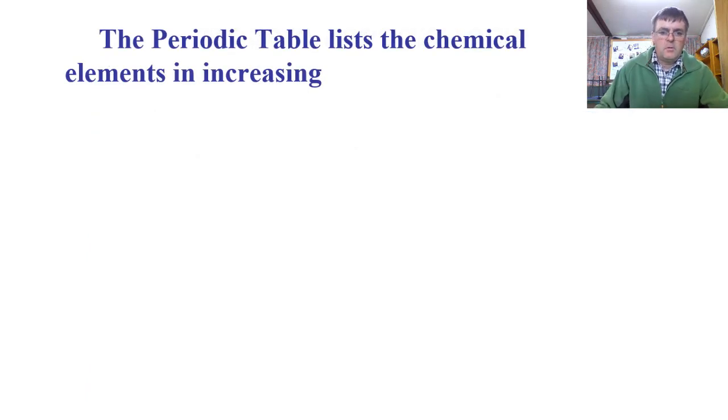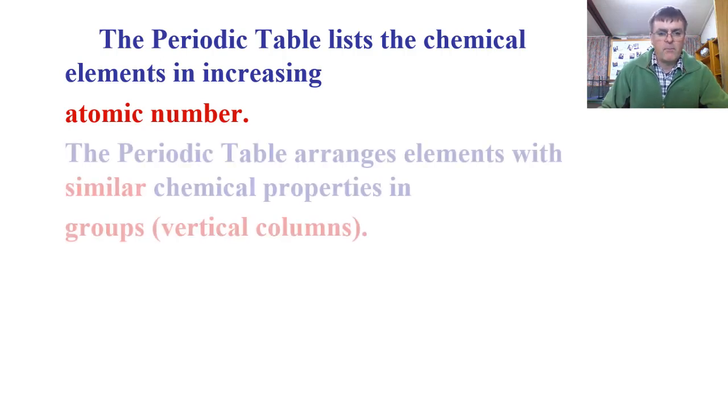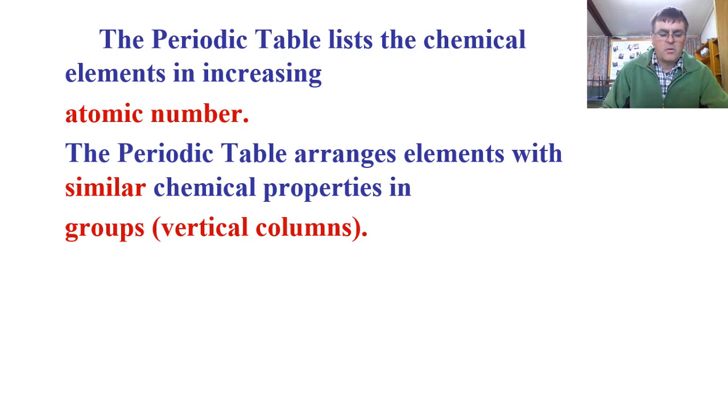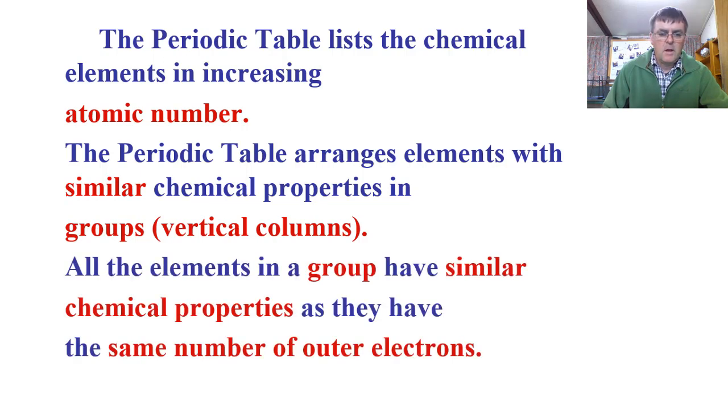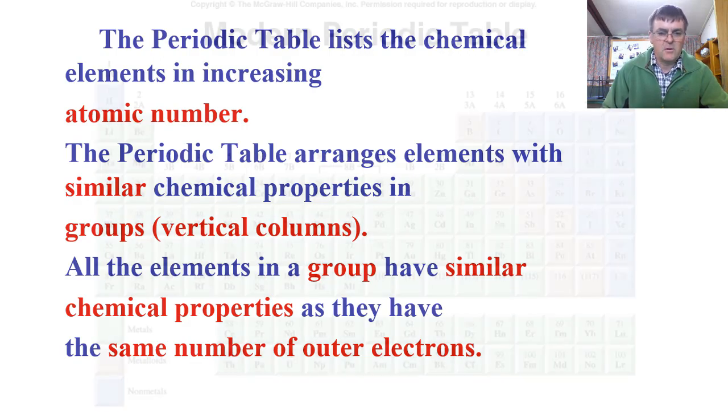Alright, so the table lists all the elements in increasing atomic number. We start with number 1, 2, 3, 4, and so on up we go. And it puts all those with similar properties, they behave the same way, they react the same way, in groups, in the vertical columns. So all the elements in one group behave in a similar way, as they have the same number of outside electrons. Their valence shell has the same number of outer electrons in it.